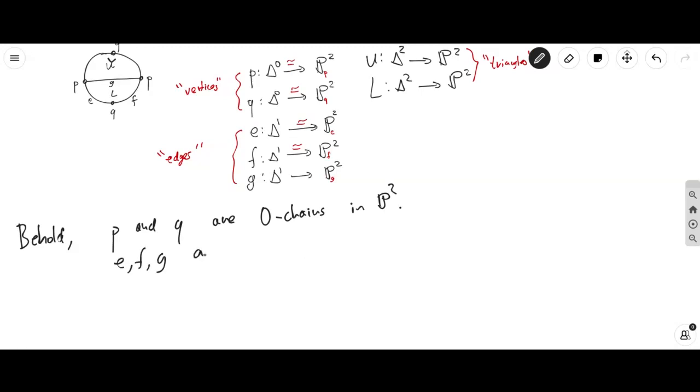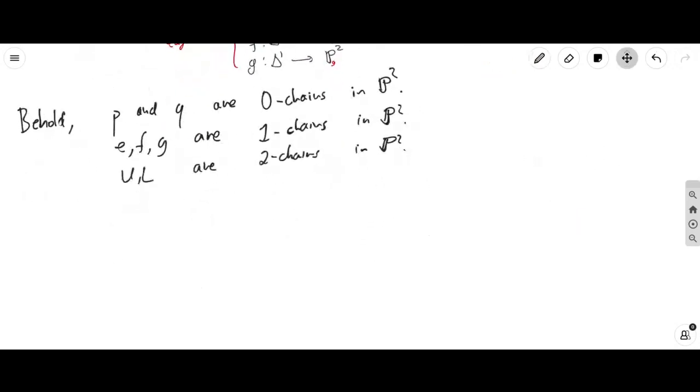E, F, and G are one chains in P2. And U and L are two chains in P2. Now here's the big idea. So this is the part which makes this very nice. I would say this is sort of like the big idea of what we're doing.